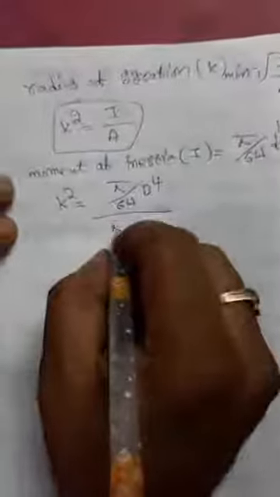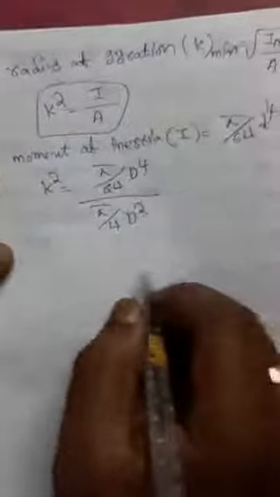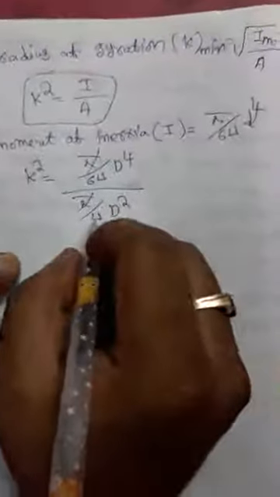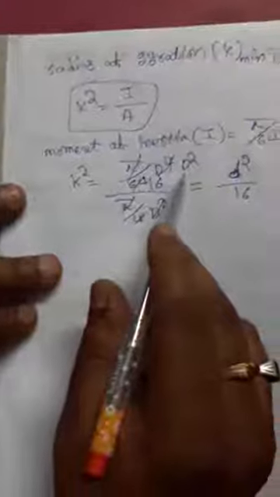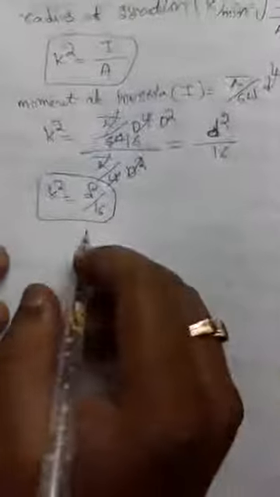So K square equals I, pi by 64 d power 4, divided by A, pi by 4 d square. Here pi cancels, and 4 by 64 gives 16, and d power 4 by d square gives d square. So the answer is d square by 16. So K square equals d square by 16, and instead of K square you substitute d square by 16.